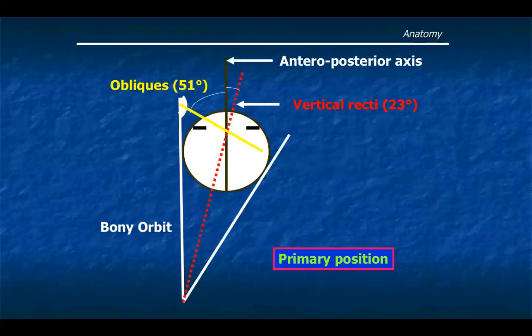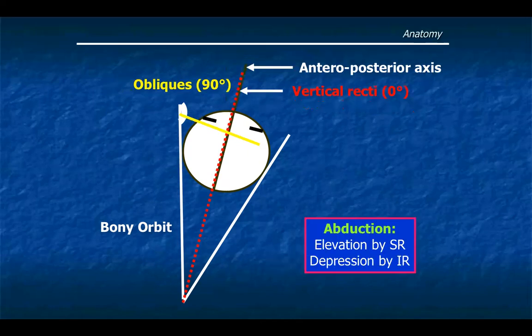And this is again determined by the angle between the muscle axis and the visual axis or the optic axis. In the primary position, as we mentioned before, the vertical recti make an angle of 23 degrees on the temporal side of the visual axis, and the obliques make an angle of 51 degrees on the nasal side of the visual axis. So in the primary position, two muscles elevate the eye and two muscles depress the eye. But if we move the eye temporally by 23 degrees, i.e. we abduct the eye by 23 degrees, what will happen?